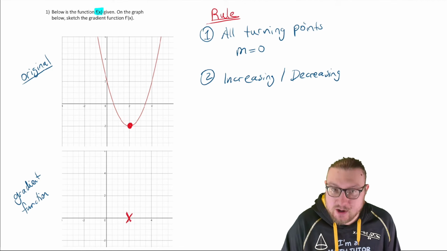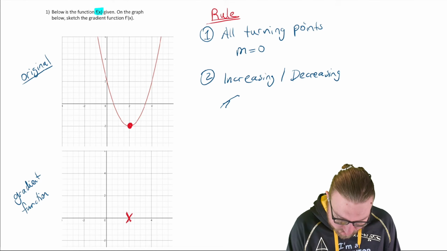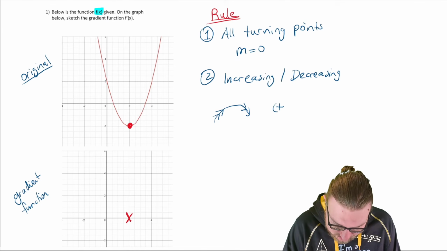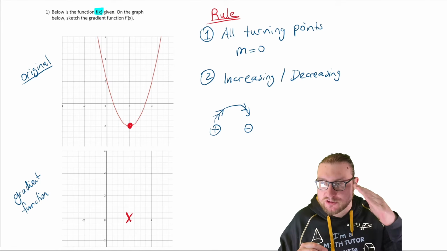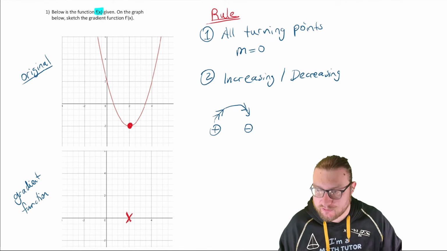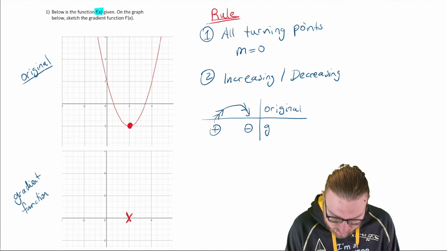So I always like to do two different things. I'm going to write arrows for the original function. So for example, like this, this would be increasing and decreasing for our original function, because that's what the function is doing. And then I'm going to use a plus and a minus for those, and maybe I'll put it over here, because remember, when we're increasing, that means we have a positive gradient. And if we're decreasing, we have a negative gradient. So this top part is used for the original, and the bottom part is for our gradient function.